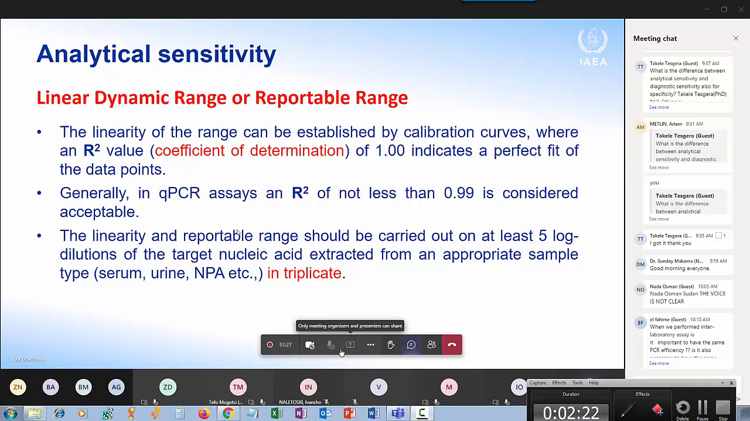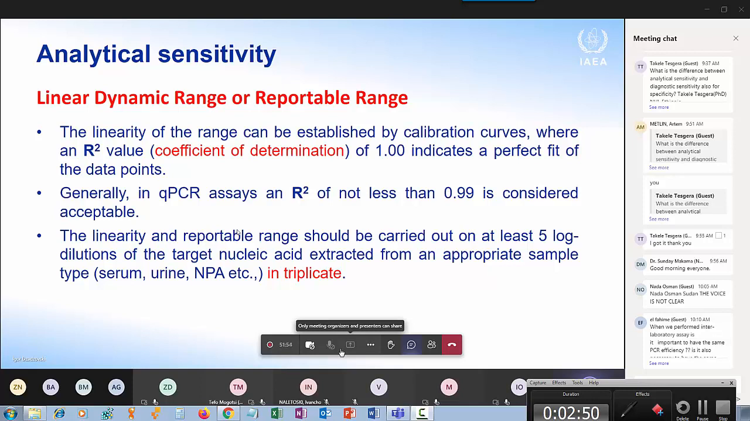Generally in real-time PCR assays, the value of R2 shouldn't be less than 0.99. The linearity and reportable range should be carried out on at least a 5 log dilution of the targeted nucleic acid extract from the appropriate sample type, of course performed in triplicate.